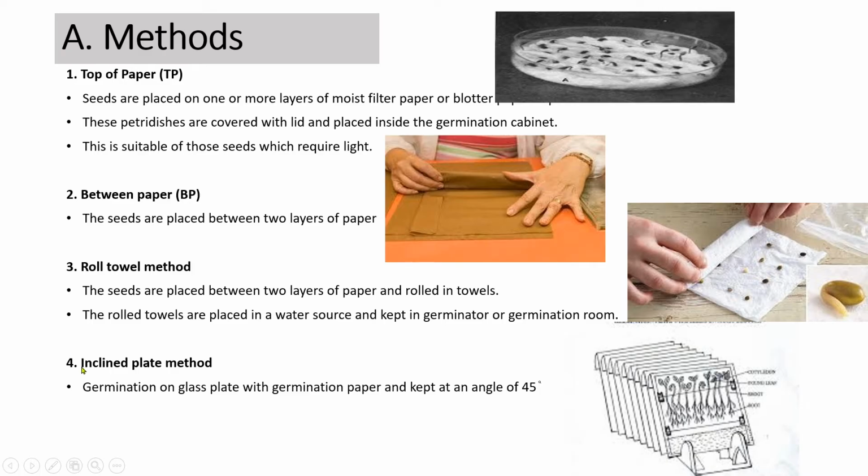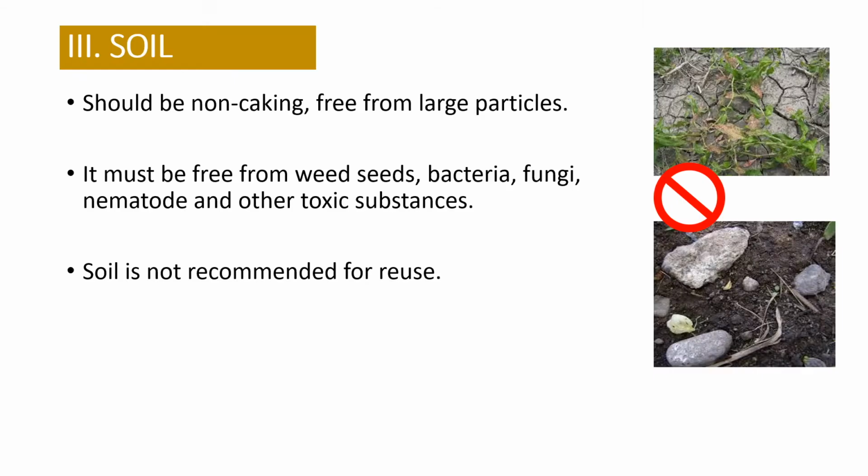And the next one is the inclined plate method. In the case of the inclined plate method, we are going to be using a glass plate, upon which we are going to attach a germination paper with the seeds, okay. And we are going to incline it at an angle of 45 degrees from the ground, okay. The next thing is the third type of substratum, which is soil.